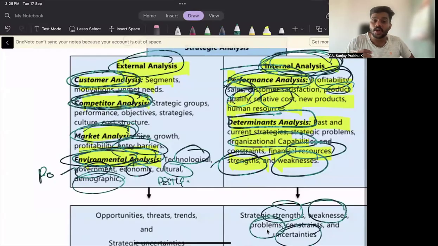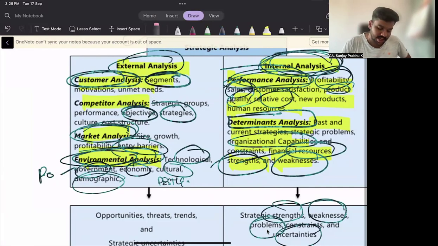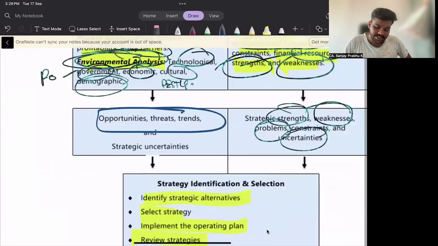Then competitor analysis. I should understand who are the competitors. What are their objectives? What are their strategies? Then I have to study the customer. What is the segment? What are the unmet needs of the customer? All these things I have to understand. So if you are understanding the external environment, it will help you to identify the opportunities and threats.